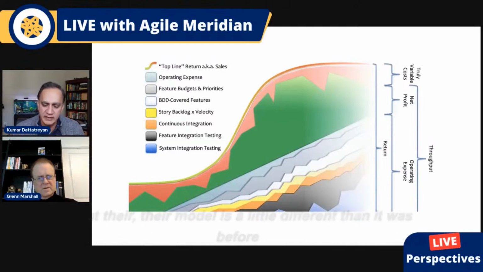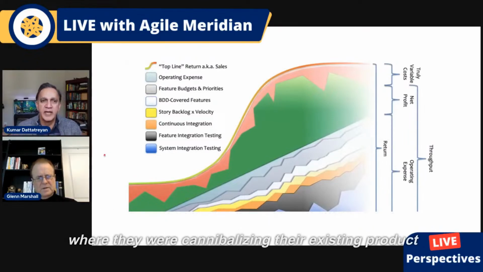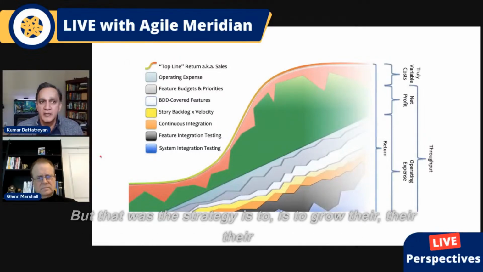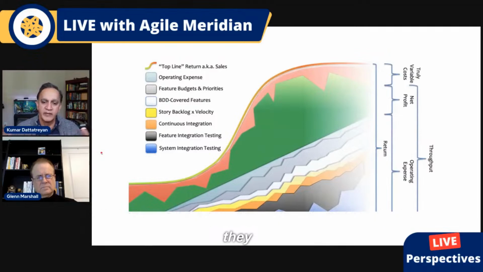It's just I think that their model is a little different than it was before, where they were cannibalizing their existing product base with new products. But that was the strategy: to grow their customer base to the point where they were held captive by all these great products and services. That was part of the Apple ecosystem.